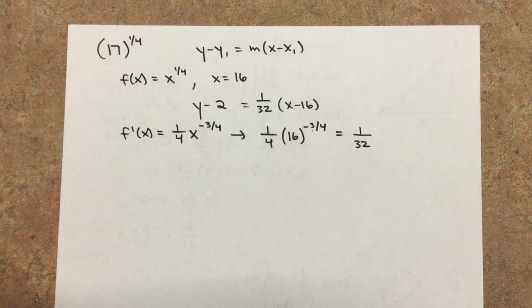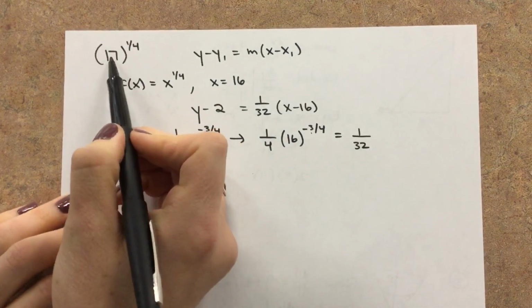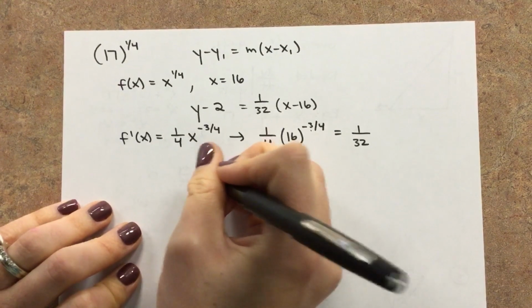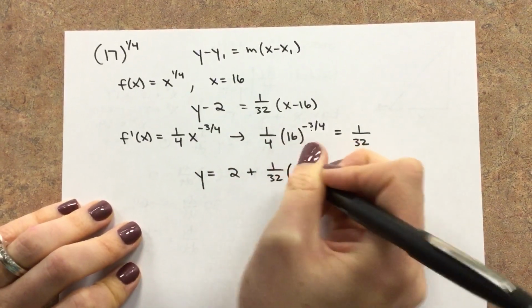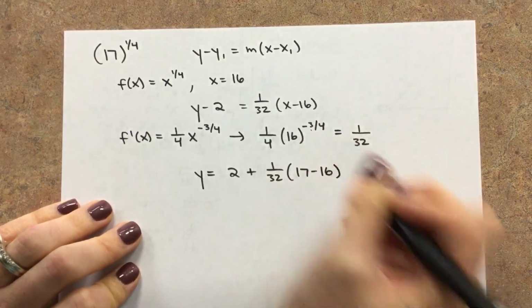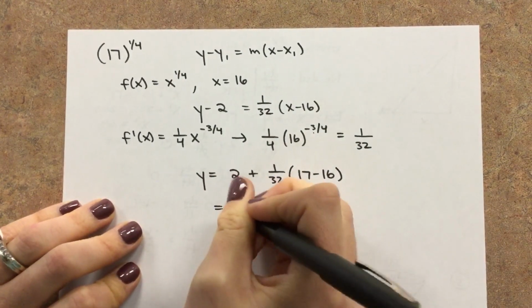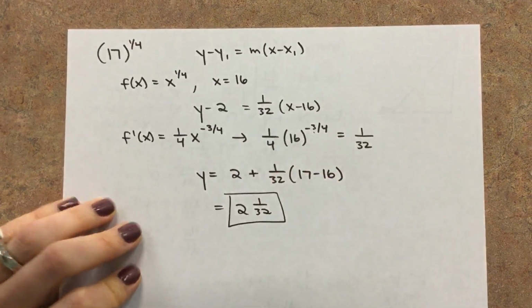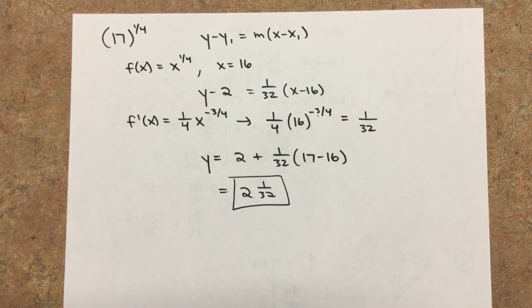All right, so now I have my linear function, my tangent line, and now I just plug the 17 in for x, and that gives me my approximation. So I can solve for y by adding the 2 to the other side, and then I plug my 17 in here. So this is just a 1, so this is just 1 over 32, so I can say 2 and 1 over 32. A nice little mixed fraction there, no need to do a decimal. So that's one way to do a linearization.